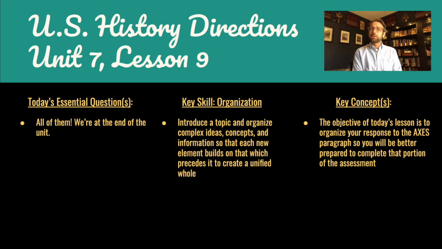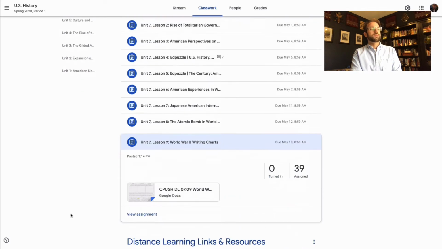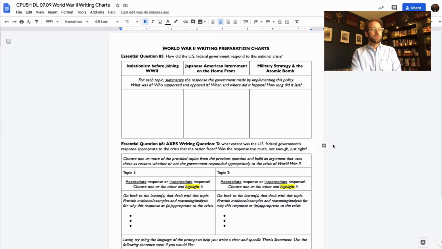So let's look at Google Classroom to see the resources that are there. This is lesson 9, the World War II writing charts. You'll click on this one right here. You have a copy of it for yourself. I chose 2 of the essential questions, and by completing these charts, it should give you ideas on what you could be writing about and flesh out those ideas, so when you go to write it, they're pretty much already ready to go.